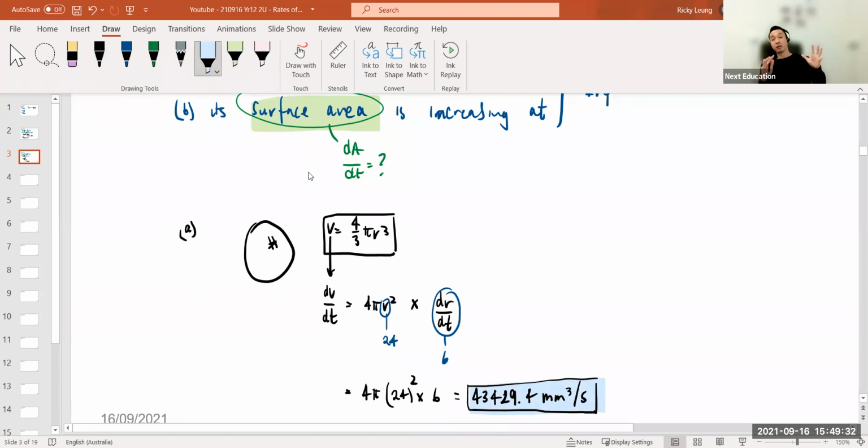But the concept is there. You have an expression using measurement from Year 8, in this case volume equals 4 over 3 pi r cubed. Differentiate, but then you have to hack on the dr/dt because we're differentiating with respect to time. Just keep it in mind.